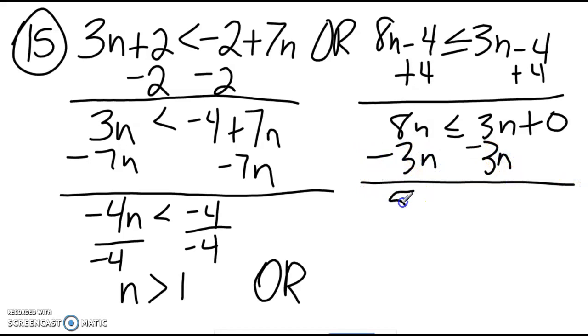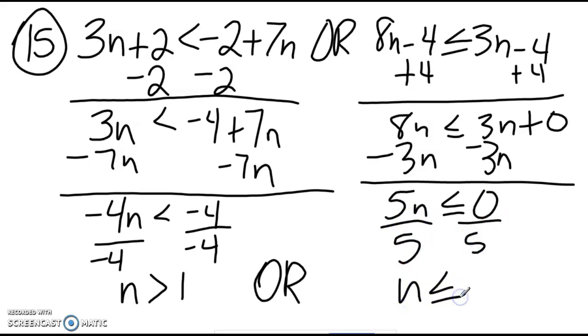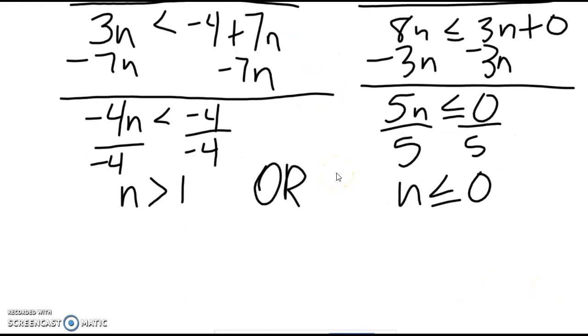Good. So that's going to give us 5n is less than or equal to, all I have on the right is 0. No n's. -4 plus 4 was 0. So how do I get n by itself? Kimberly, what am I going to do to both sides? Divide by 5. And I get n is less than or equal to 0. Okay, so let's graph that.